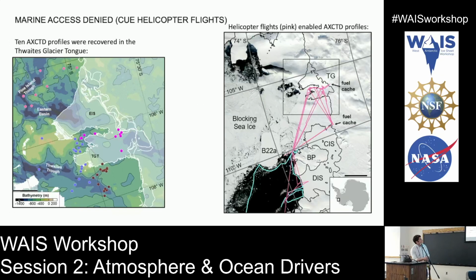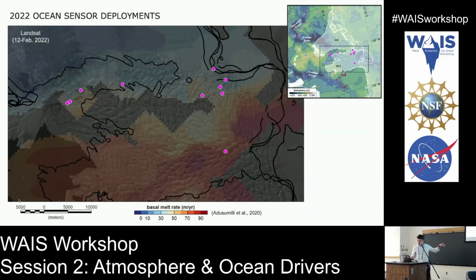In the end, we acquired 10 successful AXCTD profiles in this area that you see here. And then the other colored dots, we'll come back to in a moment. This is what those profile locations look like in the context of a Landsat image from almost the same day that we acquired the sensor profiles. And then the overlay shows Sushil's basal melt rate data set that I mentioned before.